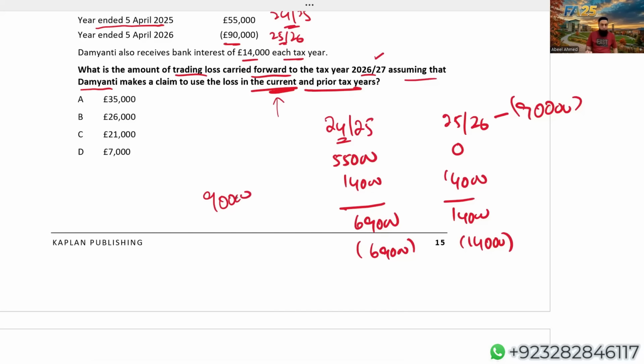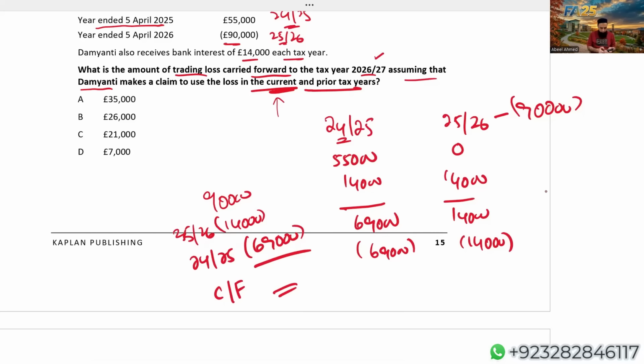which means that the loss amount in the tax year 25-26 is 90. 14 we are using in the current tax year. In the previous tax year, we'll be using 69. Whatever is left, that will be carried forward, and this is your answer. This is what the examiner is asking you to do. 90,000 minus 14 minus 69, I'm getting 7,000. So students, the carry forward is 7.